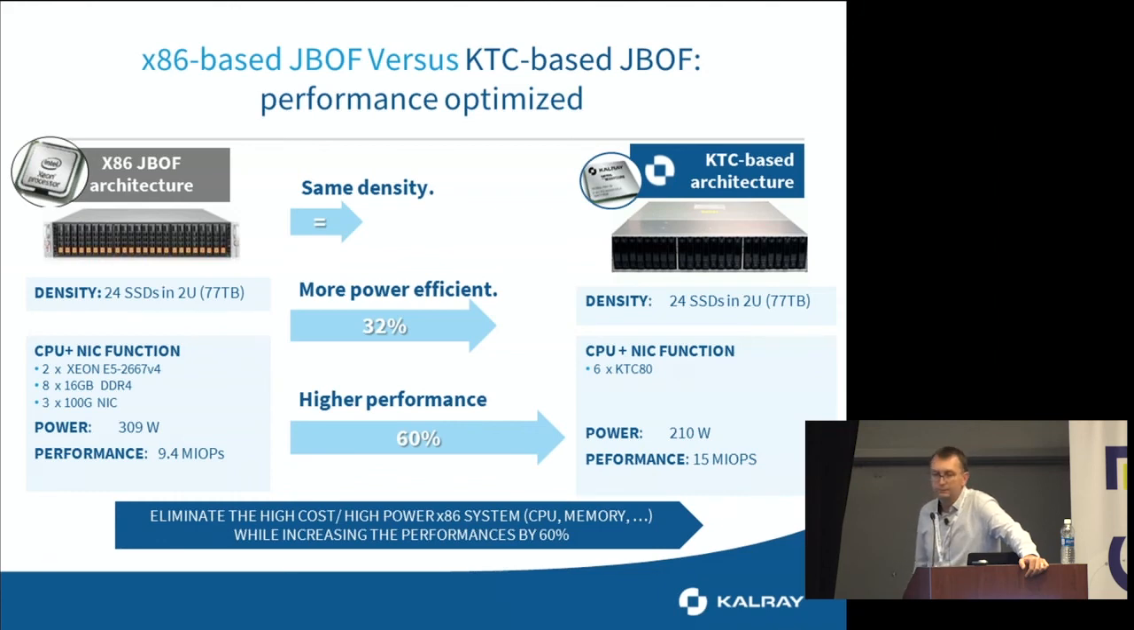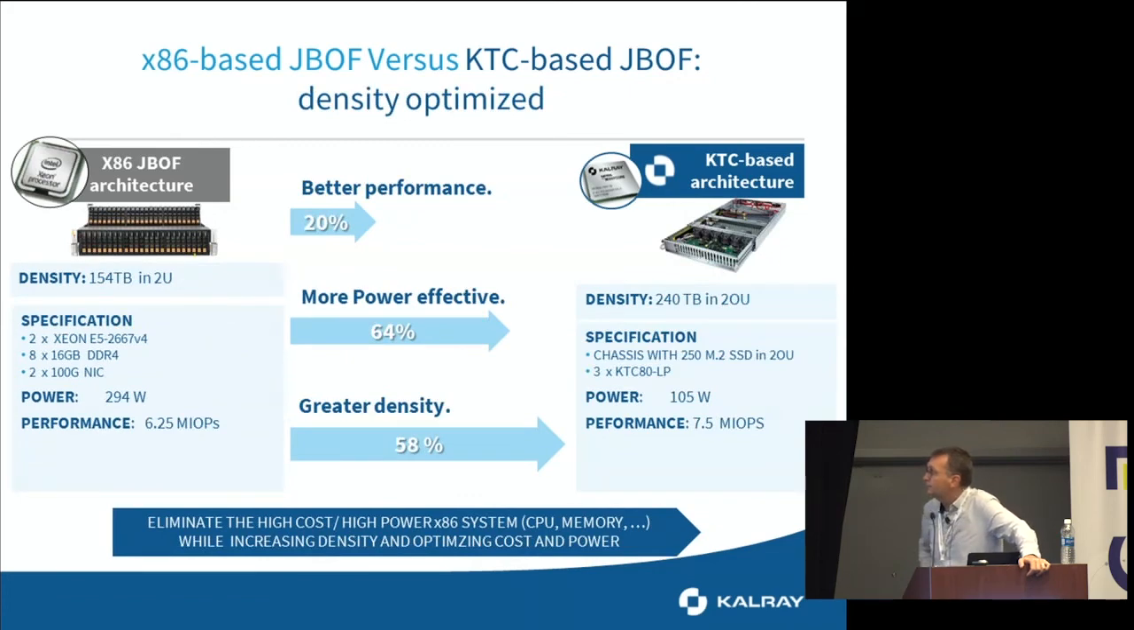Now, if you are using an optimized JBOF, where you remove this x86 and its associated DDR system memory, you have more space to put more adapter cards in this system. So you can plug six KTC80s in the system. Finally, you have a power that should be close to 210 watts, and you can have a performance of 15 million IOPS. Finally, you are 32% more power efficient, and you have 60% higher performance.